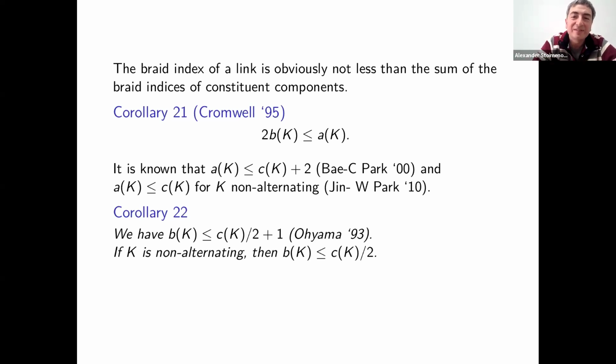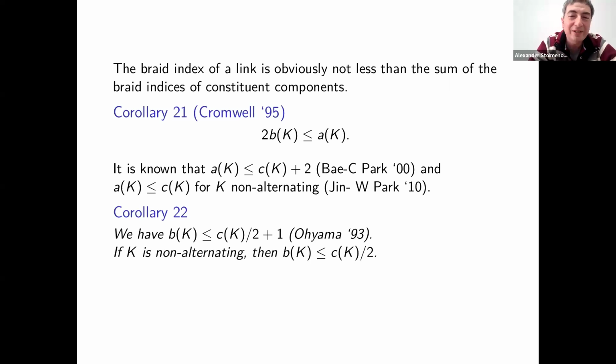But since for non-alternating, Jin and Park improved this bound, so Bae and Park, and so C Park is Chan-Yong Park. I know him. Who is W Park? I do not know. So keep in mind that 9% of the Korean population are called Park. So there are more Parks in Korea than there are mathematicians. So if you would like to know who is W Park, please ask Professor Jin.